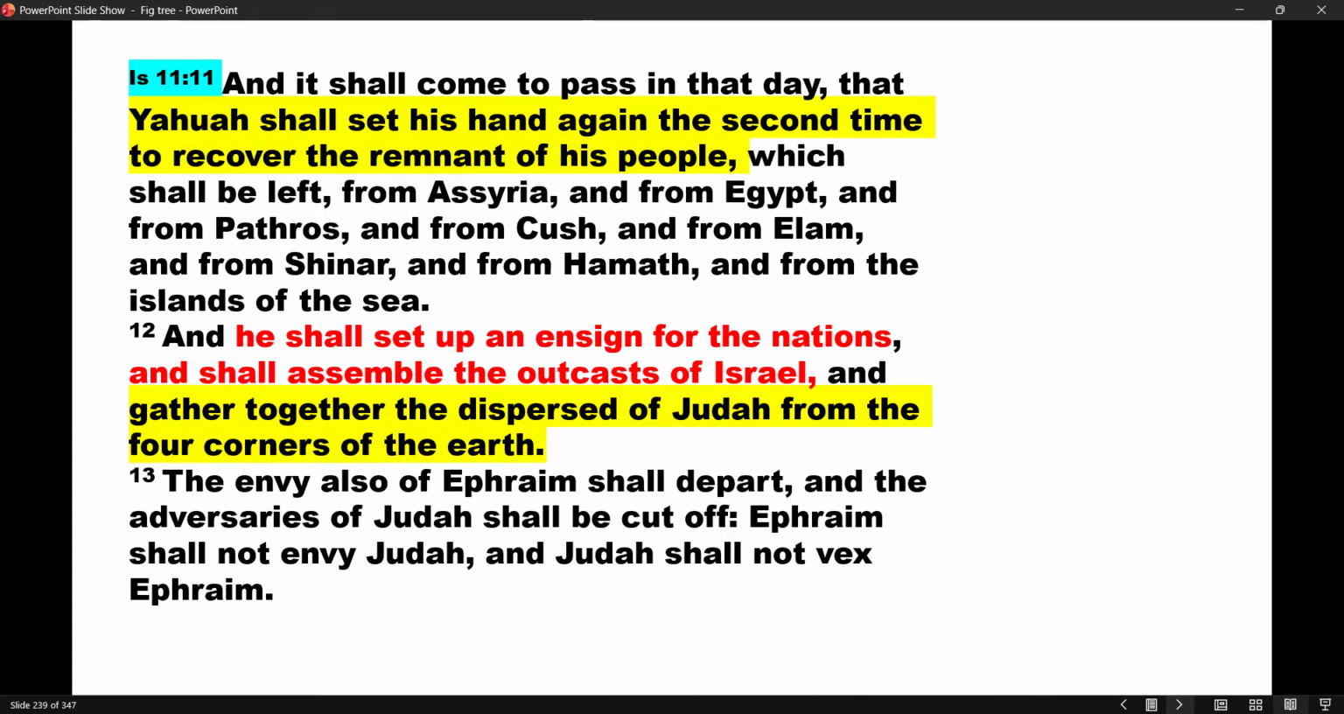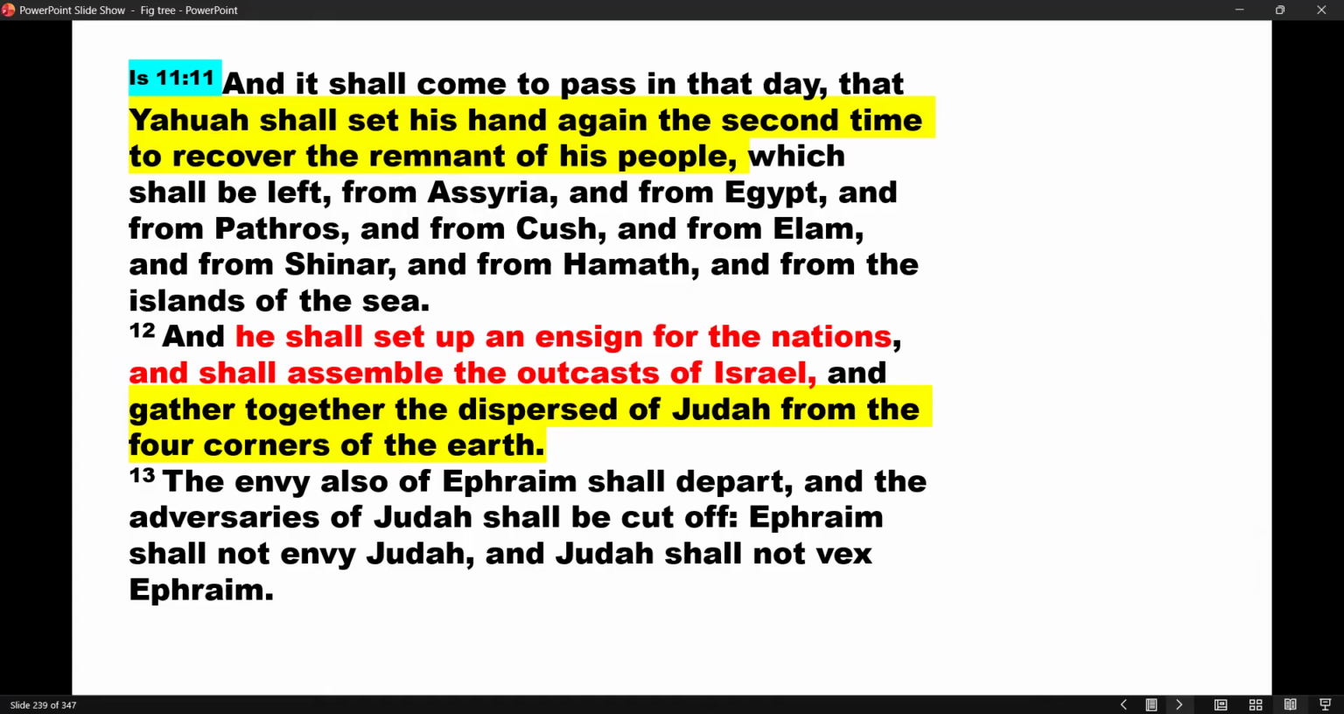Did you see that? And he shall set up an ensign for the nations, so that the nations understand who these people are, and shall assemble the outcasts of Israel, that's Ephraim, and gather together the dispersed of Judah from the four corners of the earth. We don't see that in Israel right now.